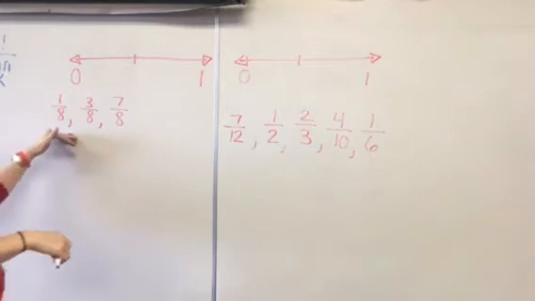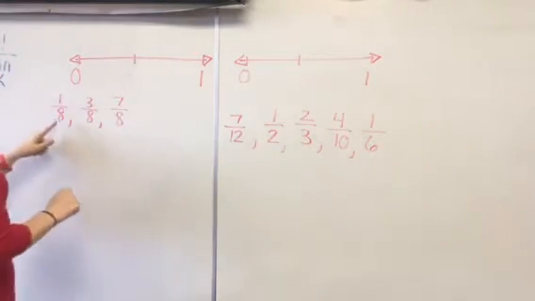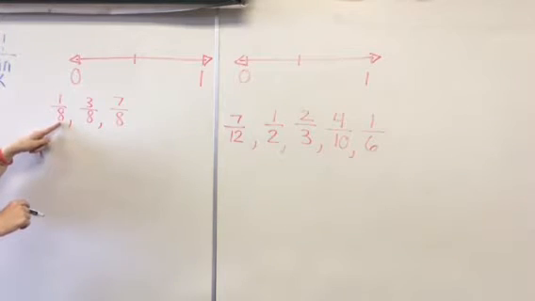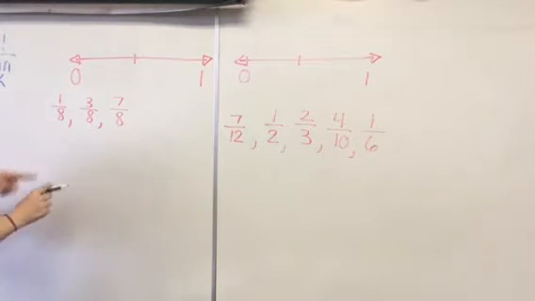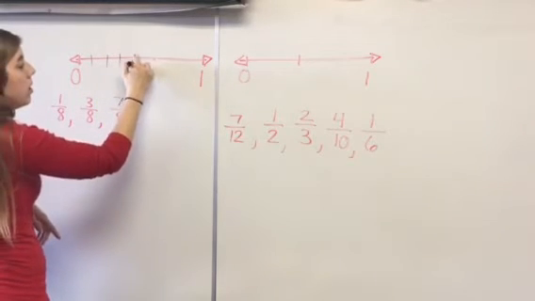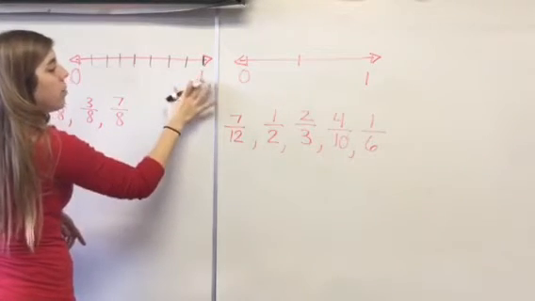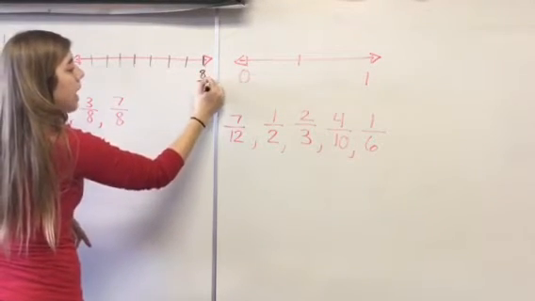If you get lucky enough to get a problem like this, what you're going to do is take your number line and split it up equally into the number of pieces listed in the denominator, 8. So I'm going to go 1, 2, 3, this would be 4, 5, 6, 7, and 8. My last one will be right here, right? 1 is the same as 8/8.